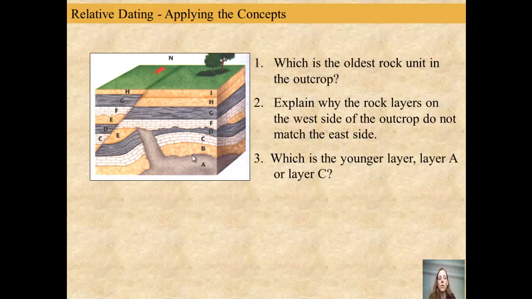So which is going to be younger, layer A or layer C? Well, according to the principle of cross-cutting relationships, it's still going to be C, because the layer that is cutting across is the layer that is younger.